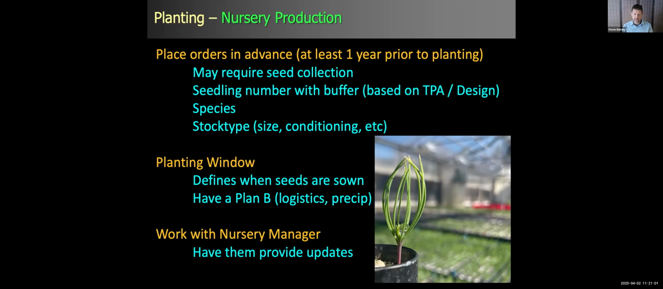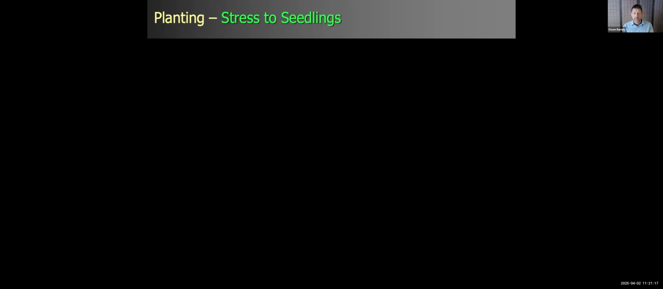And then again, working with that nursery manager, that communication is key. Have them provide you updates on how the crop is performing, and vice versa. If you're seeing changes in your planting plan, you need to be working with the manager for that plan B option. So I want to briefly talk about stress to seedlings, because this is really important.